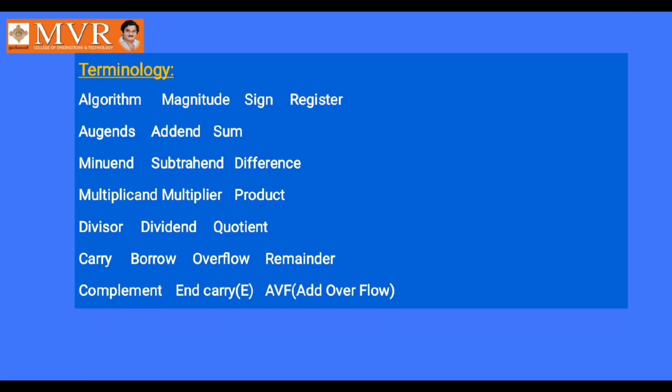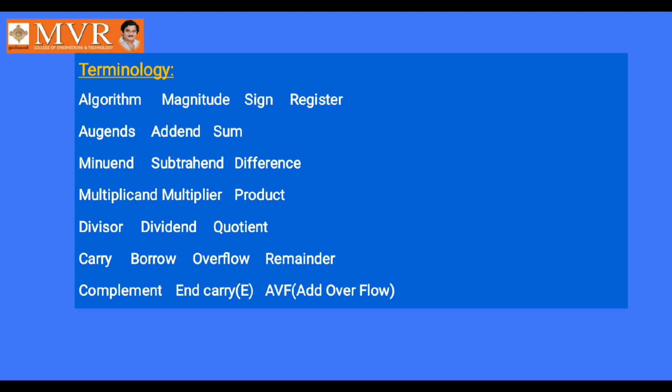If you see this slide, it is very simple. The various terms we are going to use in this part of the discussion are just listed out here, one of which is what is an algorithm, as we have discussed just now, and what is magnitude.